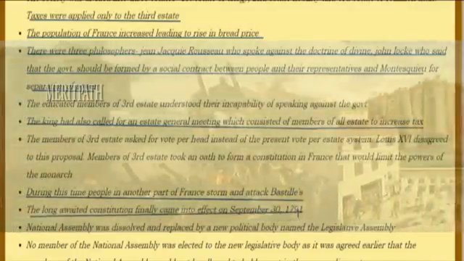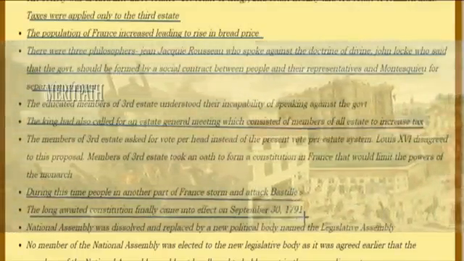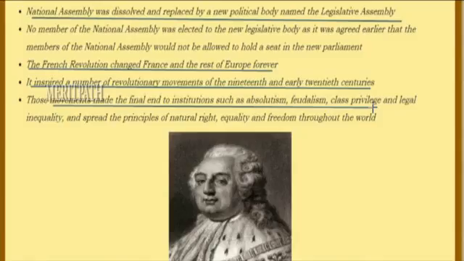The long-awaited constitution finally came into effect on September 30, 1791. The National Assembly was dissolved and replaced by a new political body named the Legislative Assembly. No member of the National Assembly was elected to the new legislative body, as the members of the National Assembly would not be allowed to hold a seat in the new parliament.